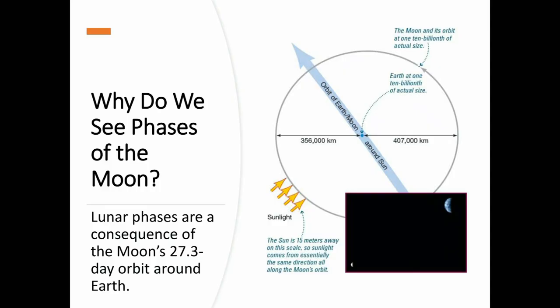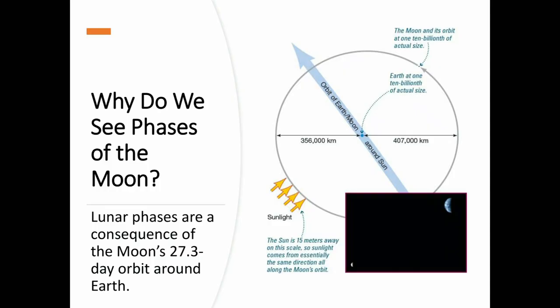And so that happens because the moon is orbiting around the Earth, but the moon does not generate its own light. So the only light that we can get from the moon is sunlight bouncing off of the surface of the moon and then coming towards the Earth.